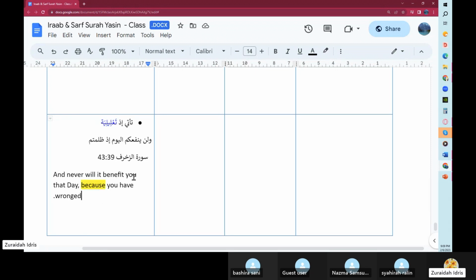Yeah, and never will it benefit you that day when you have wronged. You can also translate it as when, but the meaning here is because you have wronged. You get what I mean? You can use the word when here in place of because, but the meaning here is now because you have wronged. Yeah, and never will it benefit you that day. I can totally replace this with when, but the meaning will be the same. Yeah, it will still mean that because you did wrong, anyway, we can translate it when, or we can translate it as was.